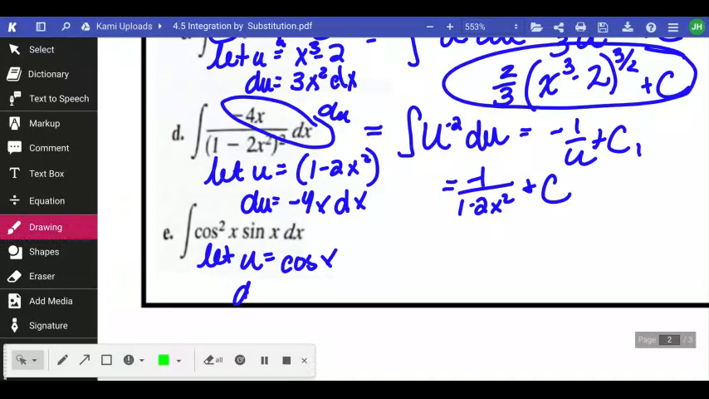Then du is the derivative, or the differential, of cosine x. It's negative sine x dx. However, there's no negative in the integral where I need to substitute. It has to match identically. How am I going to make it match? Divide both sides by negative 1, or multiply both sides by negative 1, or just change both sides' signs. Either way, you have to keep it balanced. Now it substitutes in perfectly, so in place of that, I'm going to substitute in negative du.